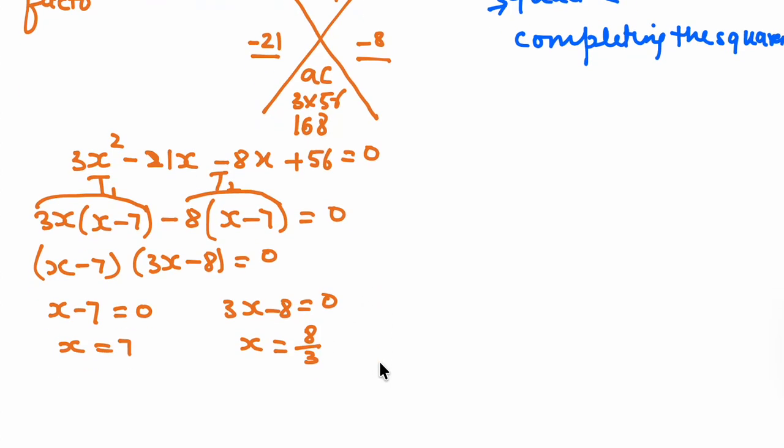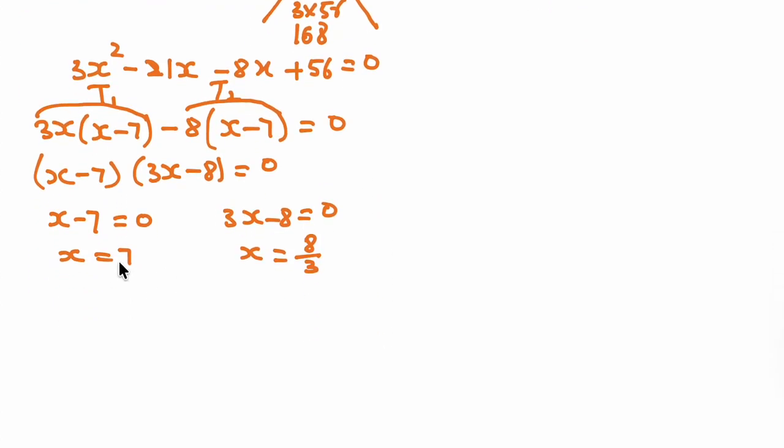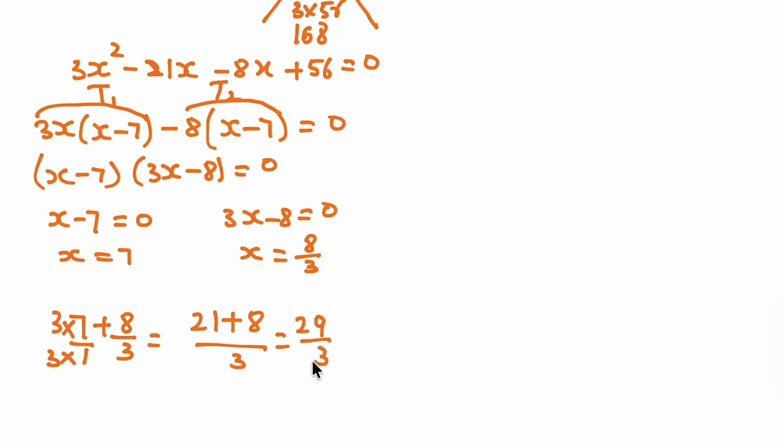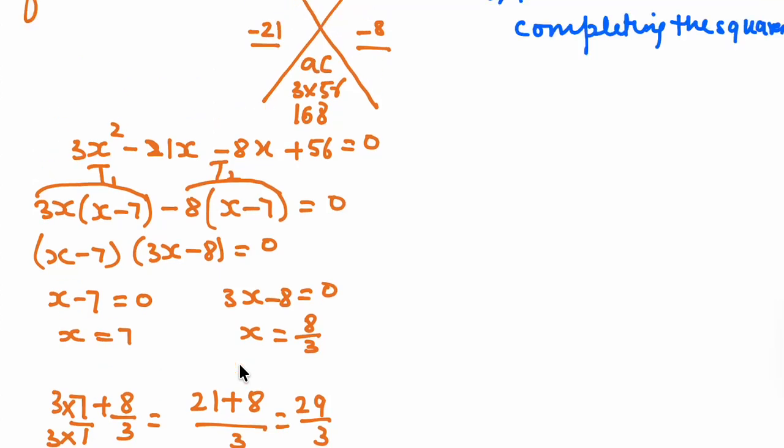Now we have to find the sum of the two solutions. So the two solutions are 7 and 8 by 3. Now this one I am doing by making the denominator the same. So that is 3 sevens are 21, plus 8, by 3, is equal to 29 by 3. We have found the solution with the help of factorization.